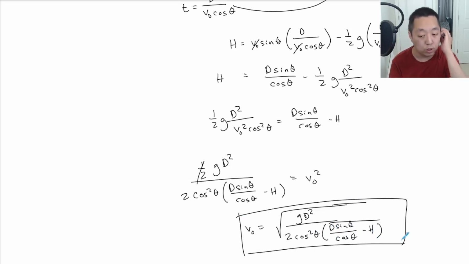There's a few things you could do to simplify if you wanted to. The d could be brought outside. The d squared could be brought outside with the d. The cosine squared could be brought outside with the cosine theta. Or you could cancel the cosine with one of those down there. So if you wanted to simplify it a little bit more, you could, but it's not a huge deal to leave it like that.